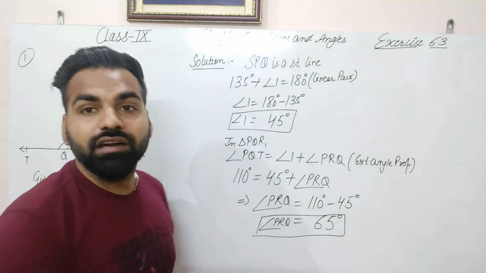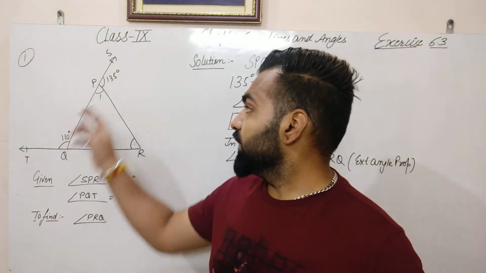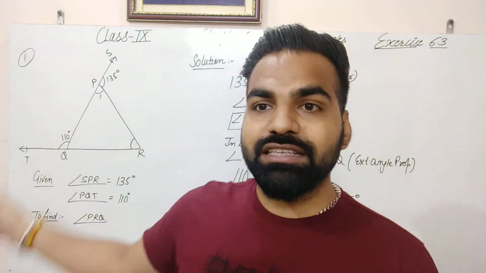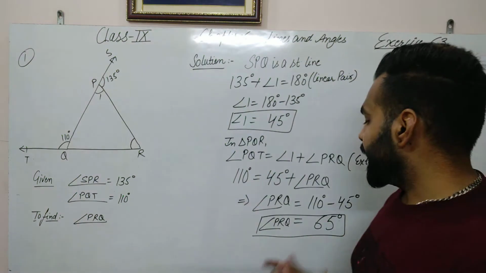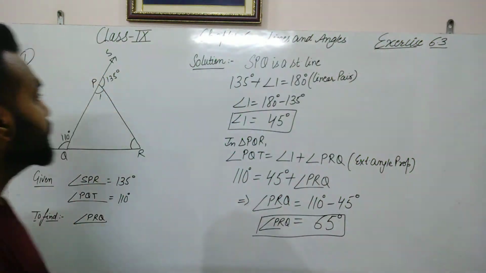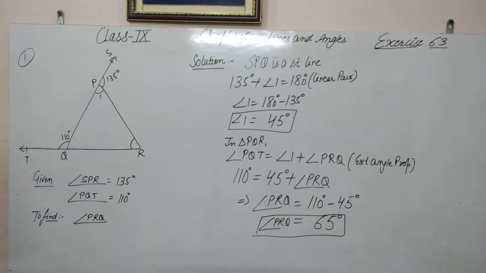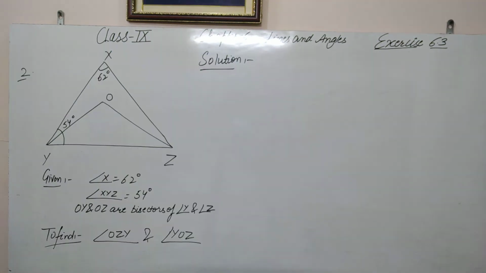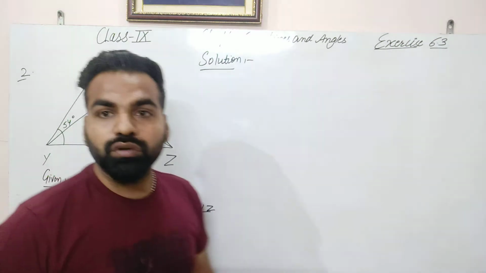So in the first part we used the linear pair property, and next we used the exterior angle property to find angle PRQ. So this was question number 1. Now we will start question number 2. Let's see question number 2 now.